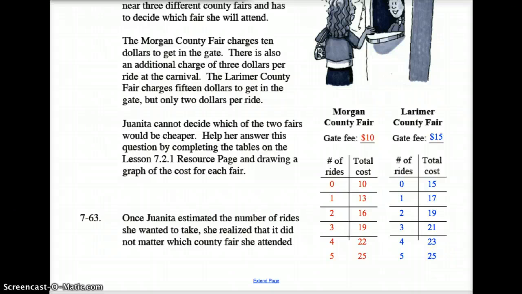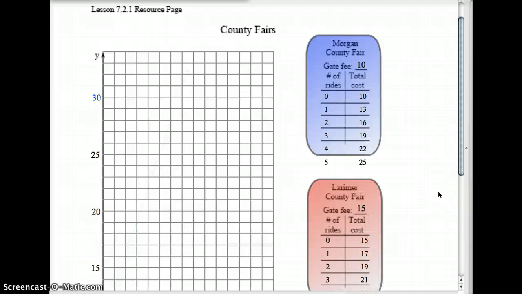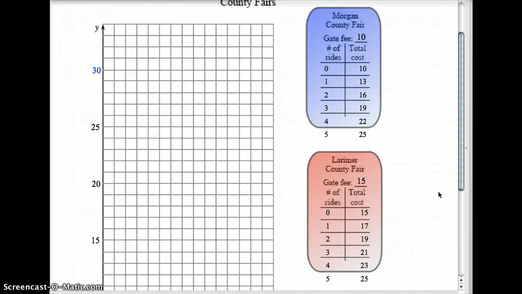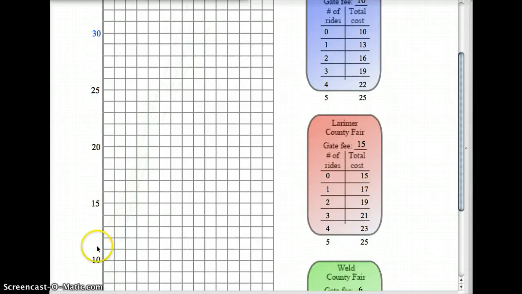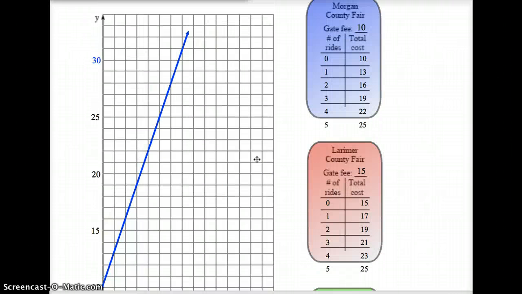Let's take a look, not in chart form, but at how this would look on a graph. On a graph, we've got the Morgan County Fair and the Larimer County Fair. The Morgan County Fair started at $10, and that is what that graph looks like. So $10 for 0 rides. For every ride, it goes up $3. So up 3 over 1, up 3 over 1, up 3 over 1.